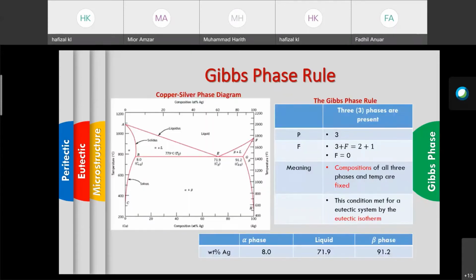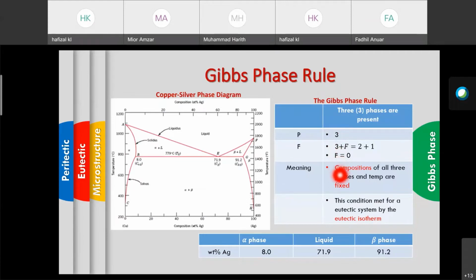So, for the Gibbs phase rule, in this slide we show you P is equal to 3. So what will happen to the F value? F equals 0. This indicates that the composition of all three phases and the temperature are fixed.